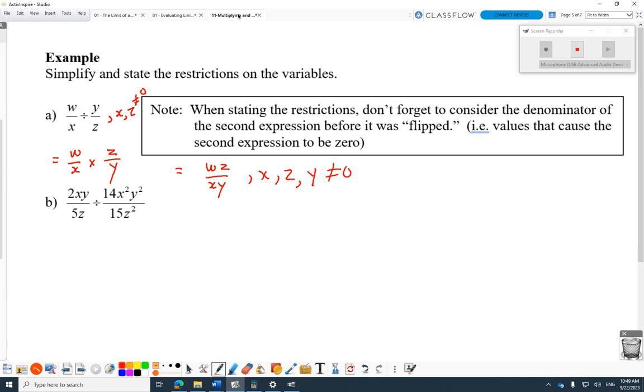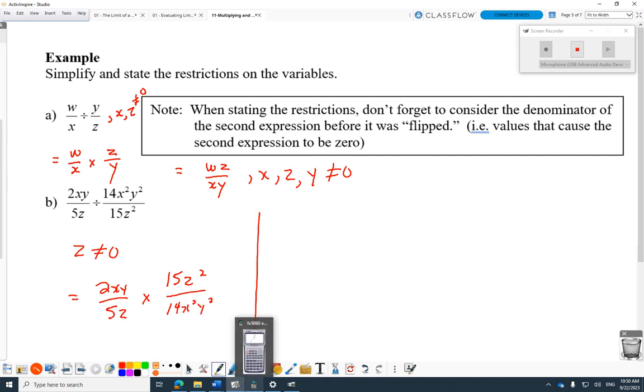Okay, here's another one. No factoring, so immediately state restrictions. Z can't be 0. That's the only restriction I see there. And if you're really clever, maybe you can already look and see where the other restrictions are going to be. That's fine, you can do that if you want. But here's the procedure: 2xy over 5z multiplied by 15z squared over 14x squared y squared. I'll draw a line. That's how I organize myself when I want to use more of the page.